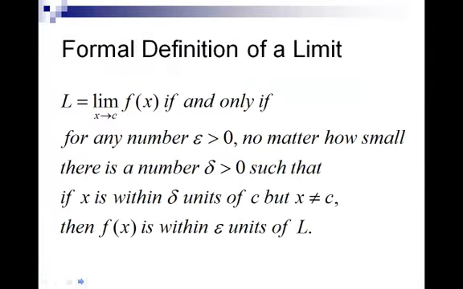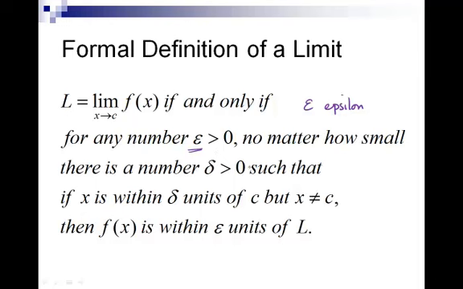This is our formal definition of a limit. Let me read it through with you, and then I'll give you time to write it down. L is the limit of f of x as x approaches c, if and only if, for any number epsilon, this is the Greek letter epsilon, greater than 0, no matter how small, so epsilon is going to be a very tiny number. You can see how that comes into our definition of a limit.